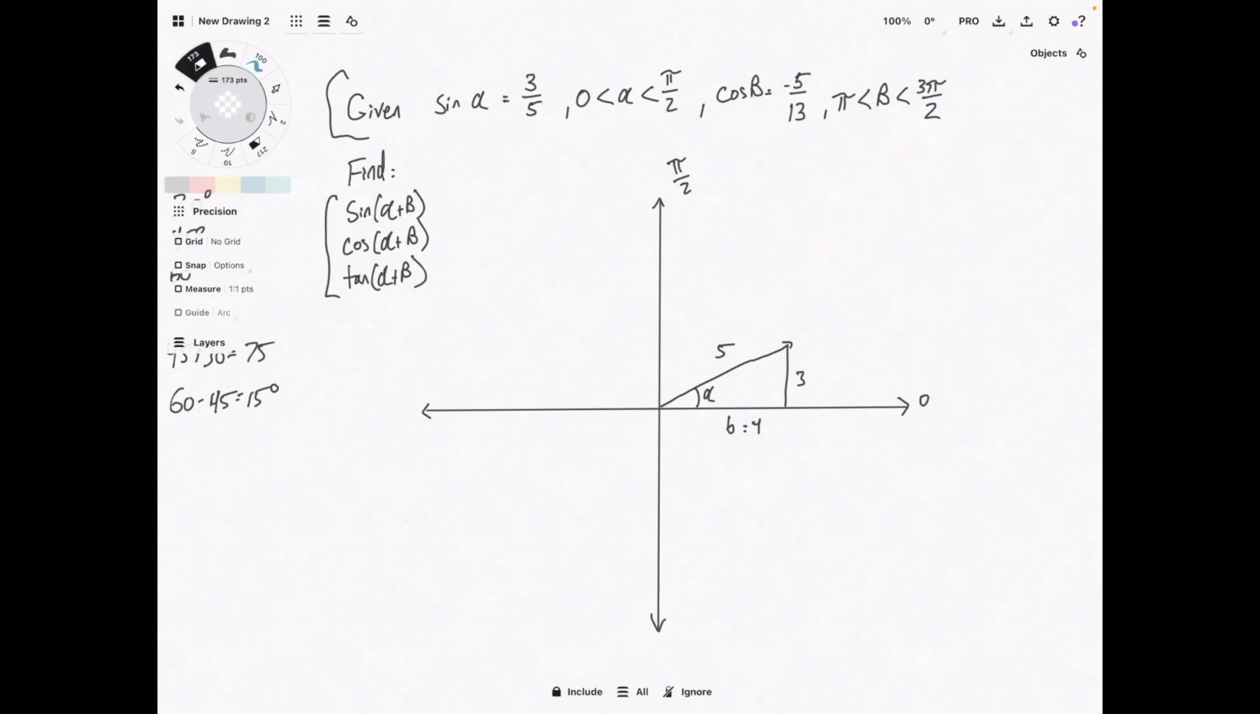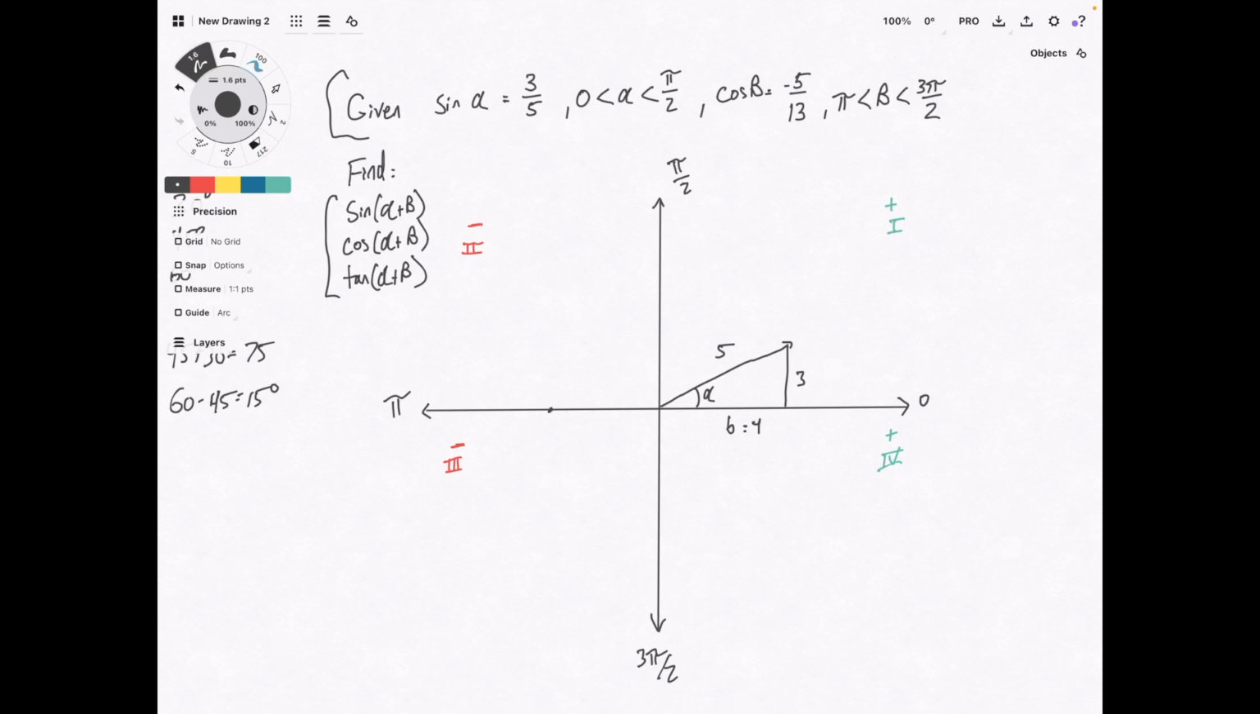Now we can move on to beta, which we're told is between pi and 3 pi over 2. So we're in the third quadrant. The reason it's important to know the quadrant is that cosine is negative in quadrants 2 and 3, and it is positive in 1 and 4. So we want to keep that in mind when we're drawing our triangle, and then when we're using the calculated values in our formulas. So now let's draw out what this actually is.